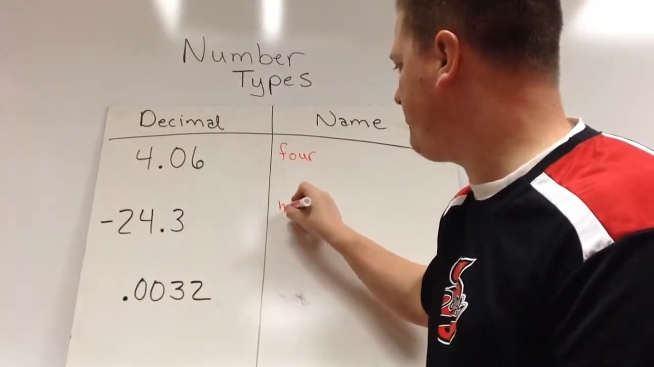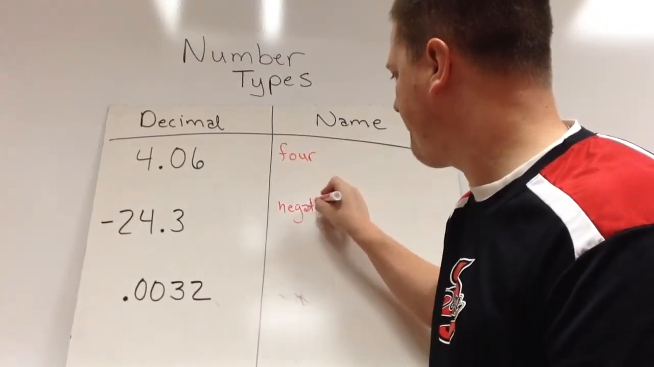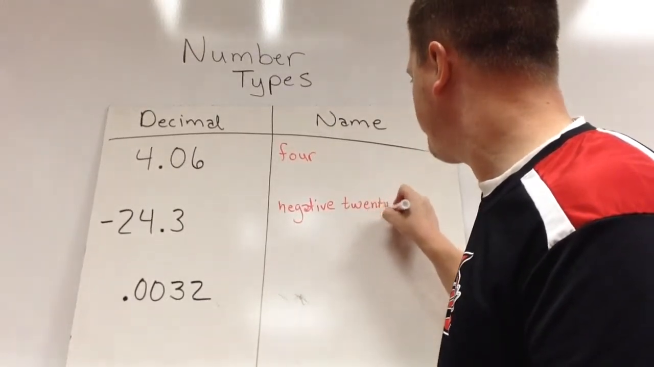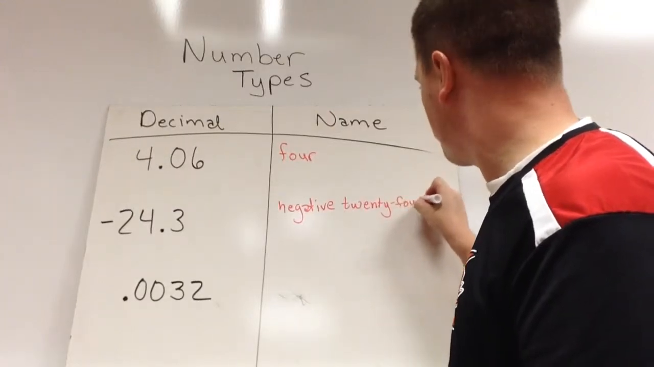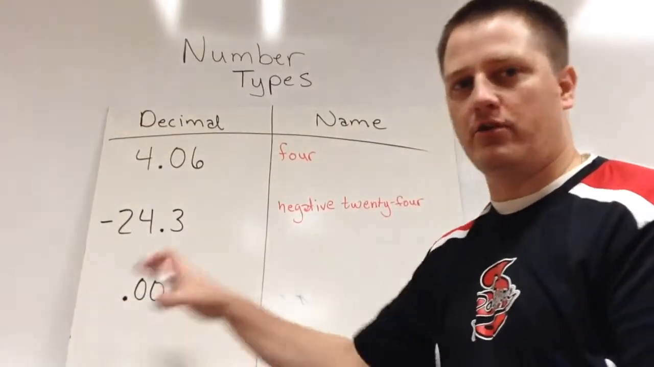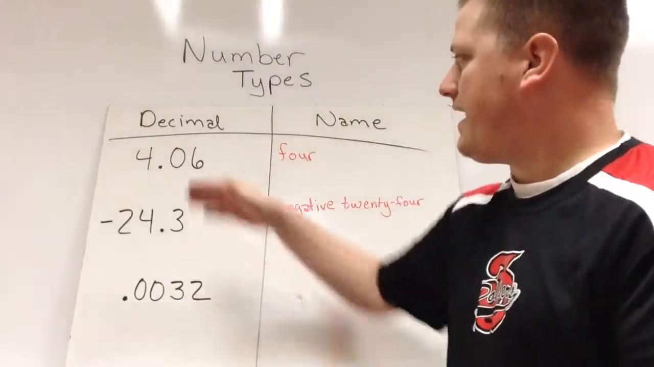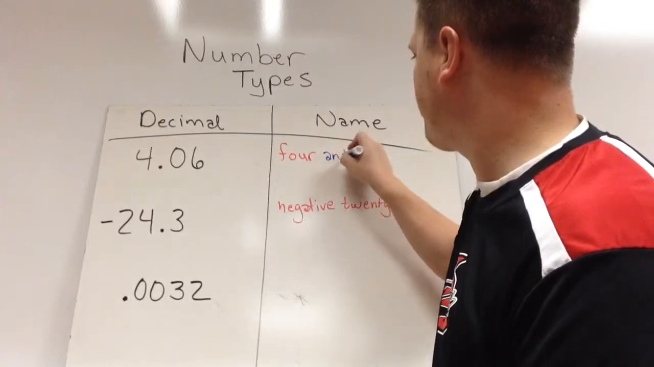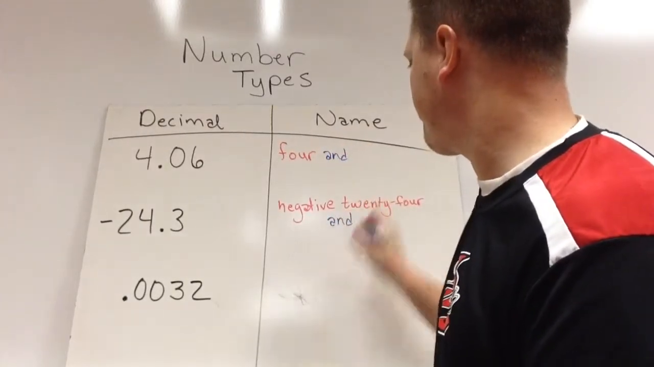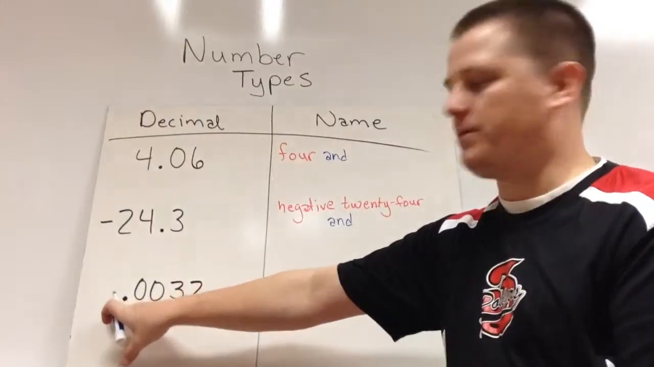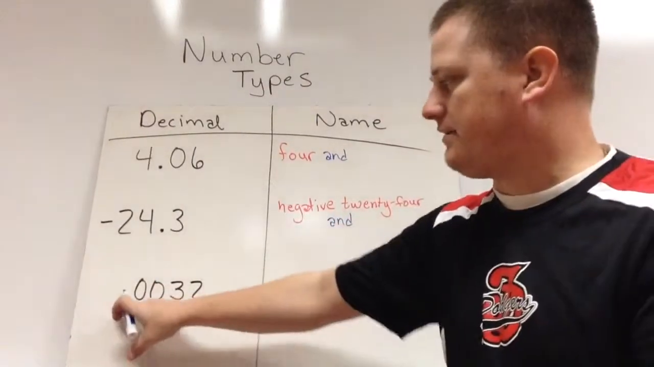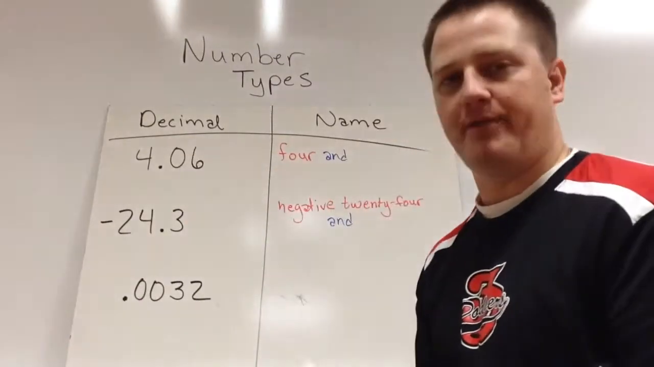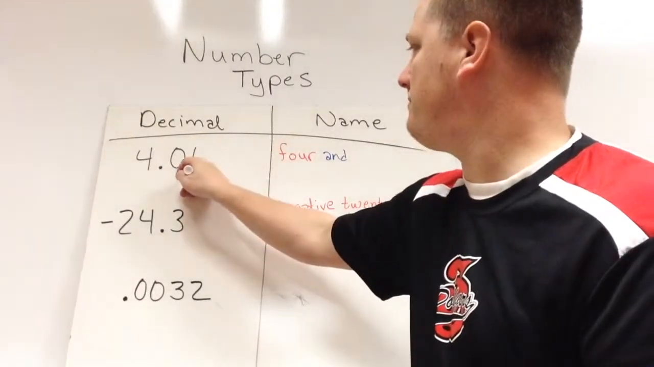Here we have negative 24. Here we don't have a number in front, so nothing with that. Then, when we hit the decimal place, we always use the word and. Since we don't have a number in front, we don't need the word and for this decimal point. In this one, then what we do is we focus on the last place.